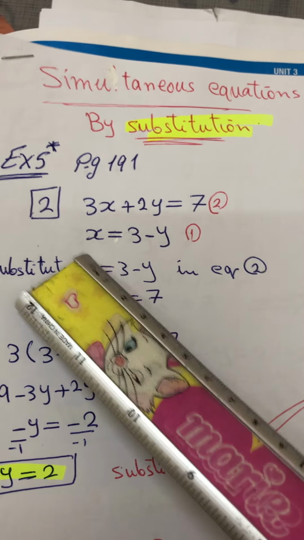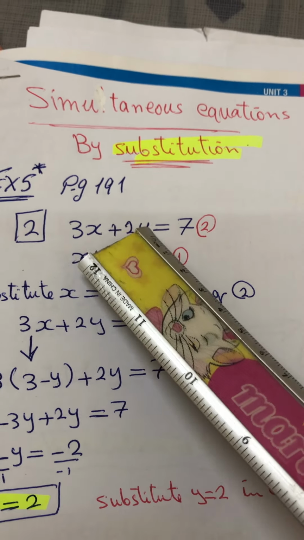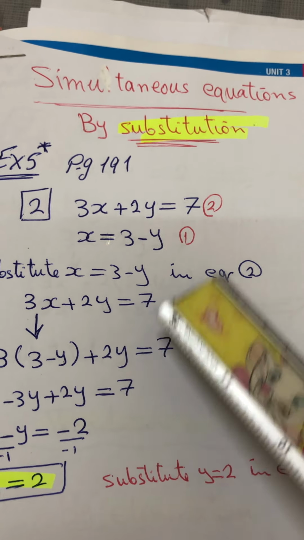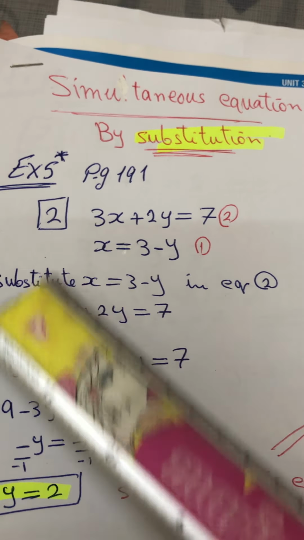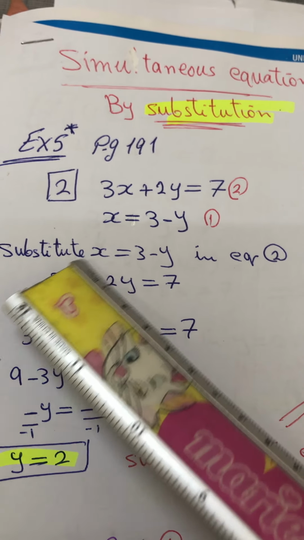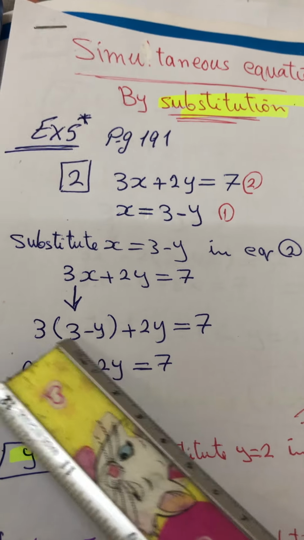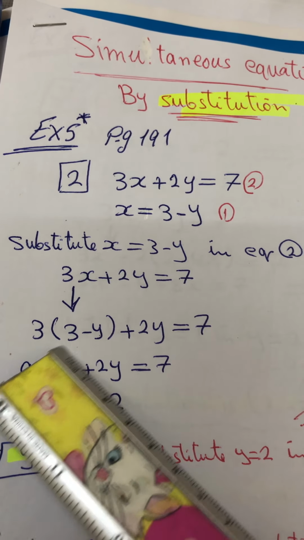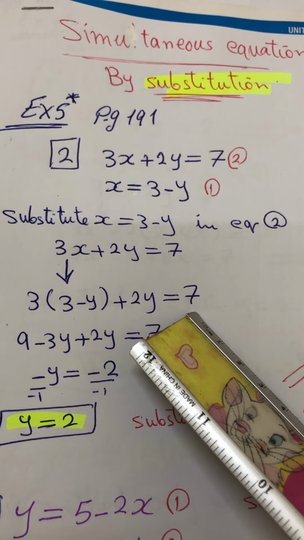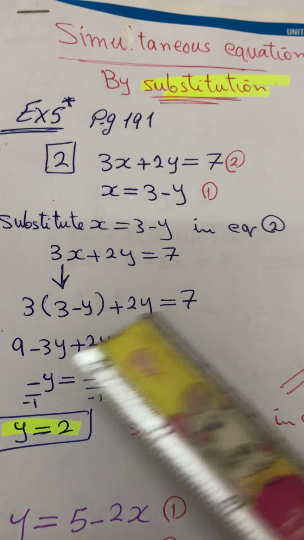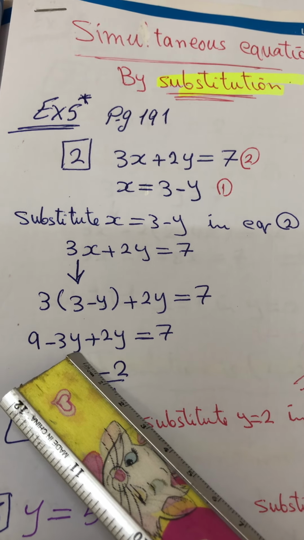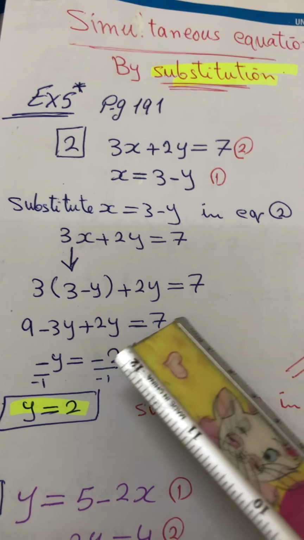Now it's easy to take the value of x and substitute here in equation 2. So substitute x equals 3 minus y in equation number 2 and rewrite the equation. The equation is 3x plus 2y equals 7. Now, instead of x, I'll take its value. So 3, open brackets, 3 minus y, plus 2y equals 7. Now, 3 times 3 equals 9, 3 times negative y equals negative 3y, and plus 2y equals 7.